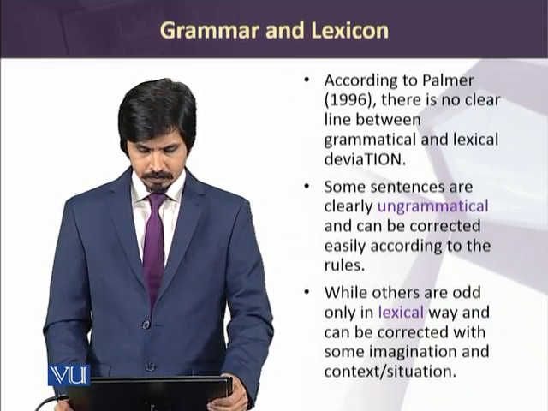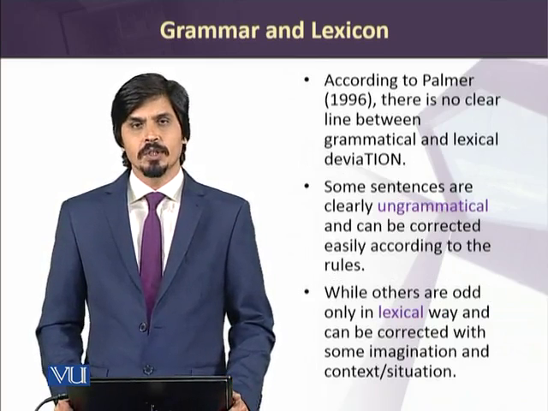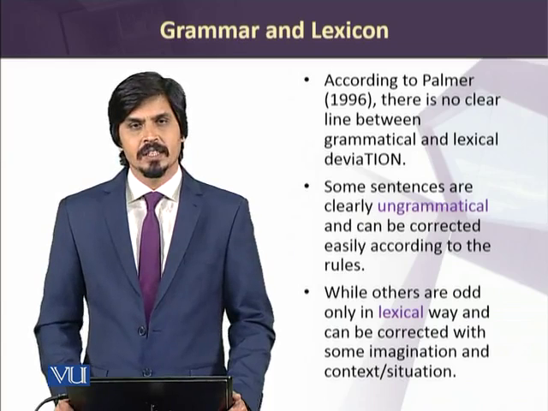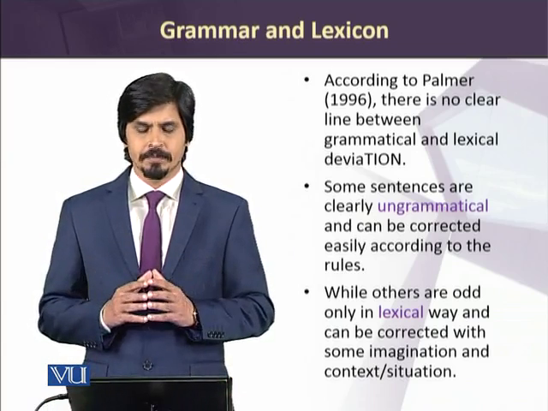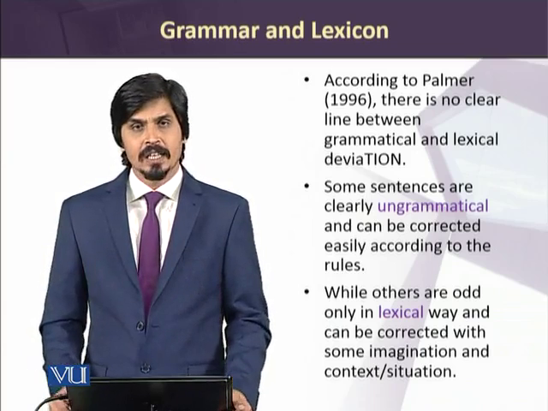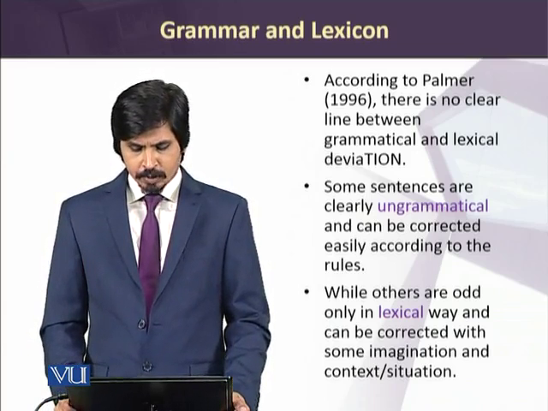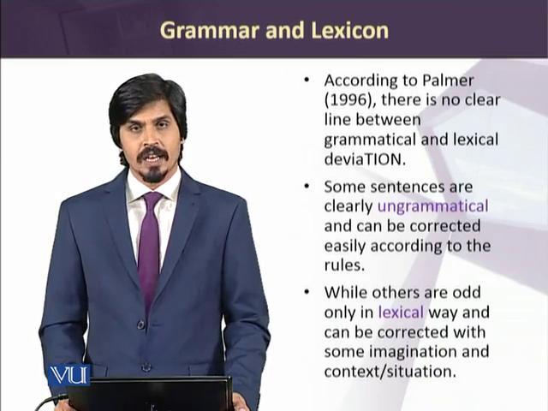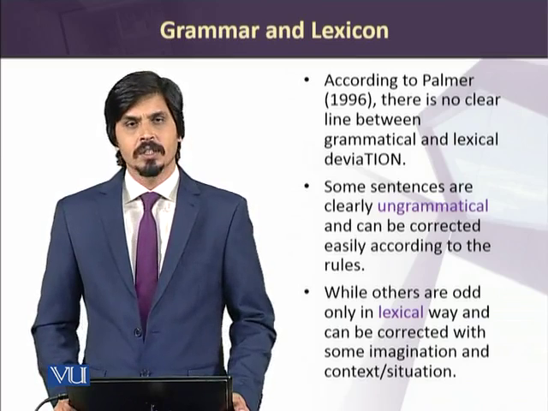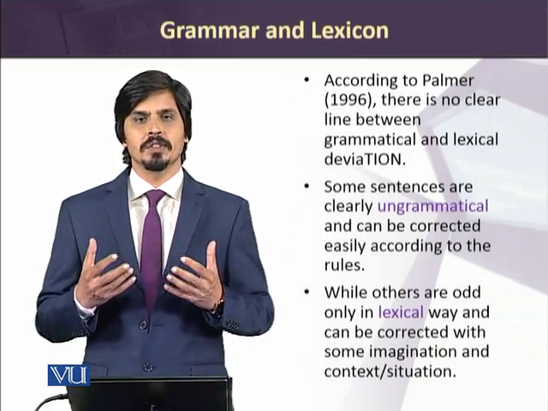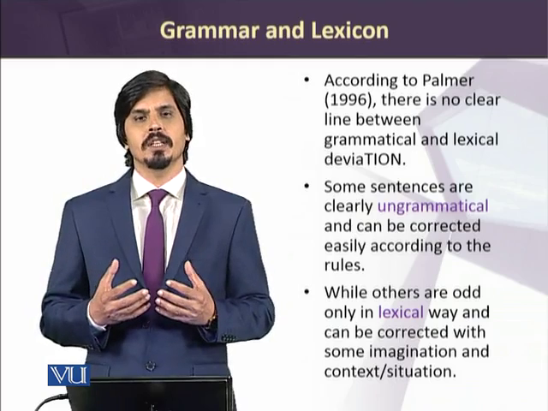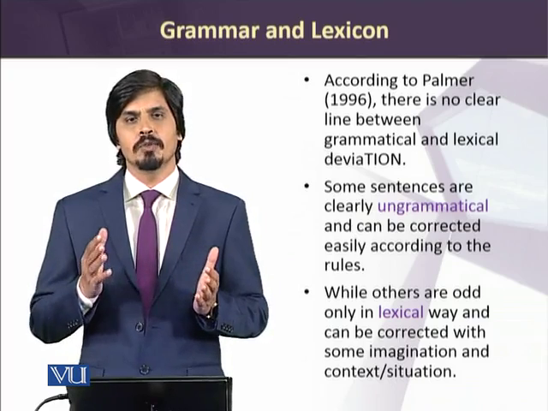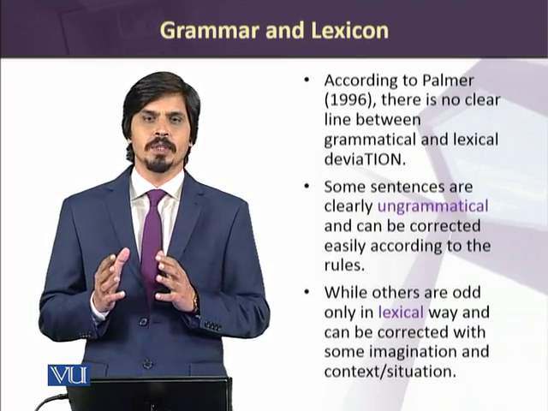According to Palmer, there is no clear line between grammatical and lexical deviations in most situations. Some sentences are clearly ungrammatical and can be corrected easily according to rules, while others are odd in a lexical way and can be corrected by using your own imagination, your semantic knowledge of the language, and by creating a certain context in your mind in which situation this might have been used.